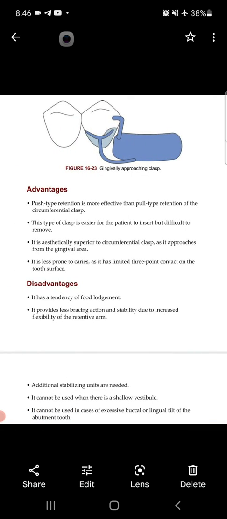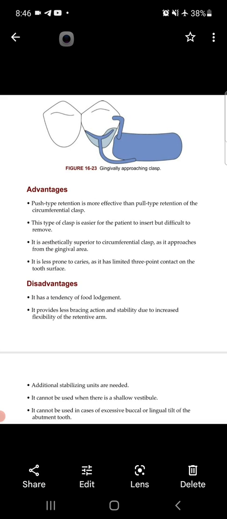Now come to the advantages. What are the advantages of the gingivally approaching clasp? Number one, push type retention is more effective than the pull type retention of the circumferential clasp, because it provides push type retention. Number two, this type of clasp is easier for the patient to insert but difficult to remove. Its insertion is easy but removal is difficult. This is the advantage. Third, it is aesthetically superior to the circumferential clasp as it approaches from the gingival area, so for aesthetic reasons it is superior.